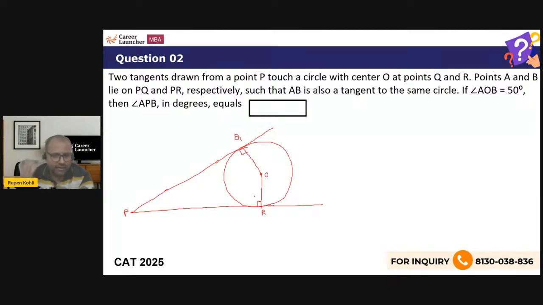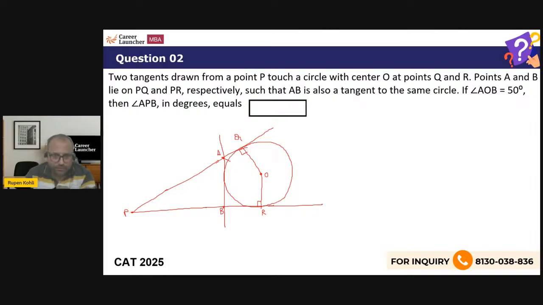And then angle AOB is given and we have to find angle APB. Well, draw some tangent somewhere, passing in any which way. This is A and B, right? And now angle AOB is given.